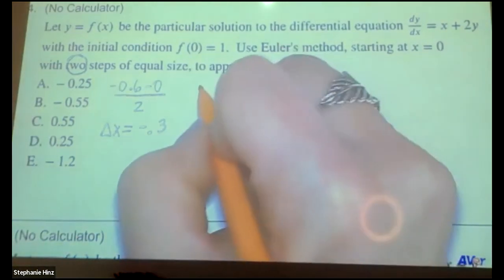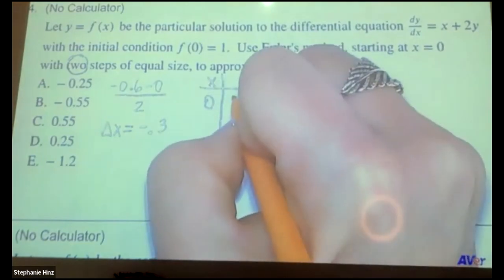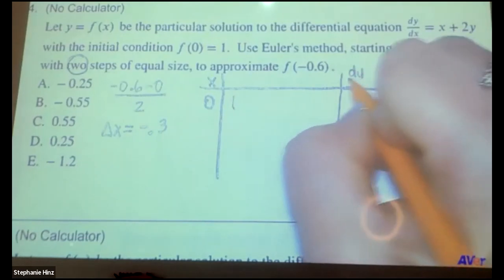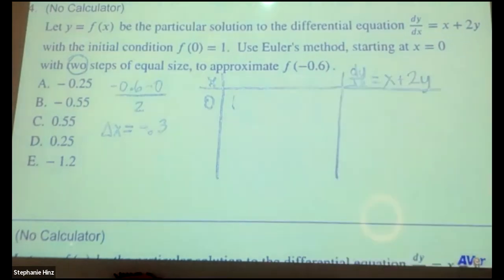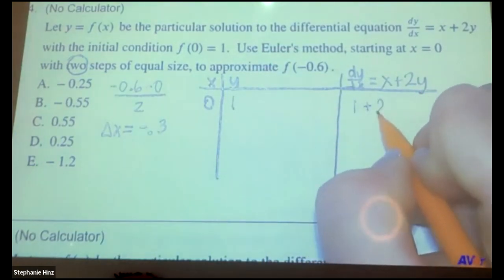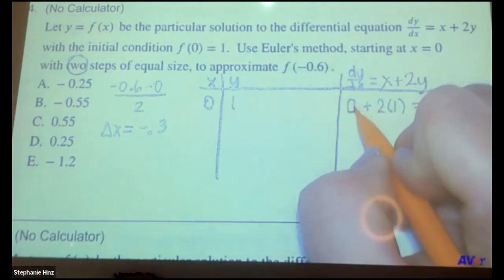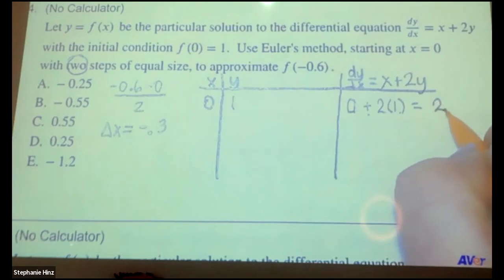So our x value, our beginning spot, is at 0. Our y value is at 1. I'm leaving space. And so then we want to do our dy/dx, and I will normally just go ahead and write that in. This is a non-calculator question. So you're going to take x and your y value and plug that in. You've got 0 plus 2 times 1, which is going to end up being 2.